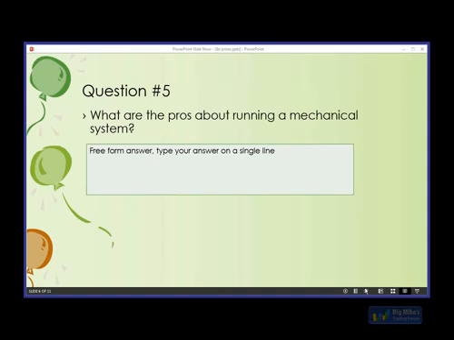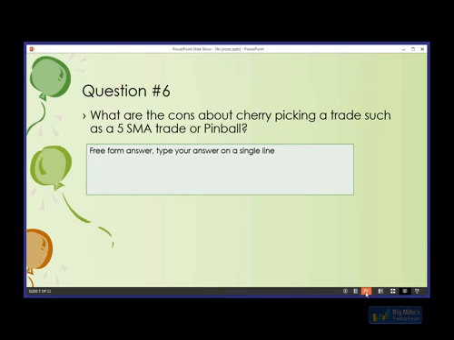And here comes question number 6. What are the cons about cherry picking a trade such as a 5 SMA trade or pinball? Less opportunity. There you go. There's less frequency of occurrence.